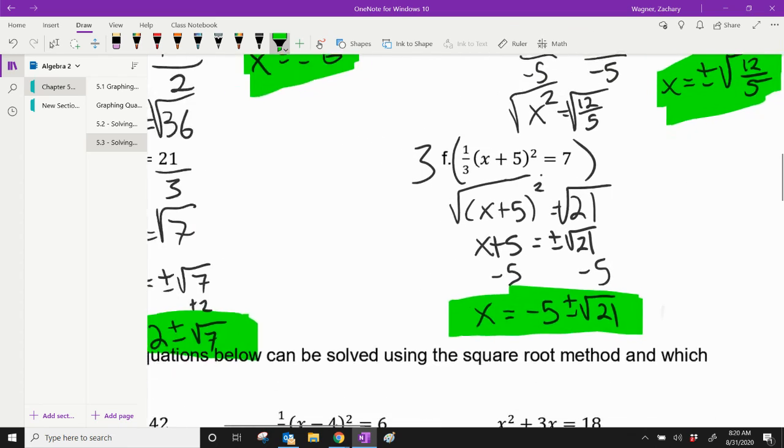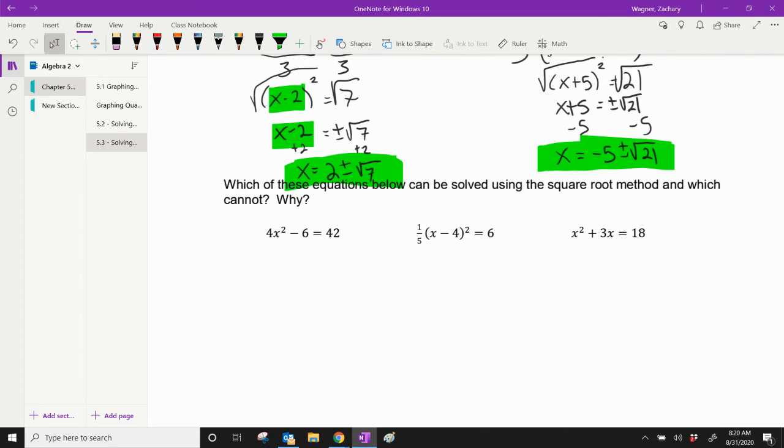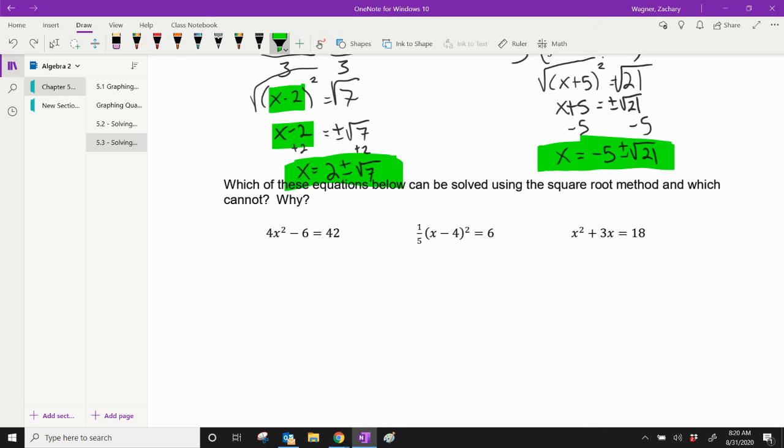Last portion of this. Which of these equations below can be solved using the square root method, and which cannot, and why? I want you to hit the pause button for a second, ask yourself this question. One of these cannot be solved using the square root method. The other two can. Why and why not? So hit the pause, think about it. Which one cannot be solved and why?